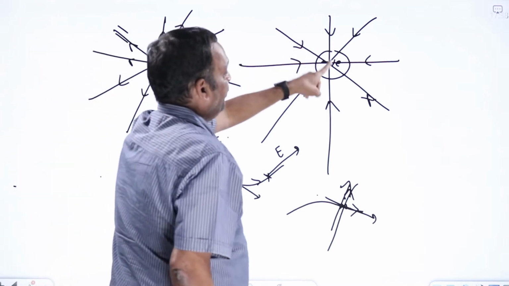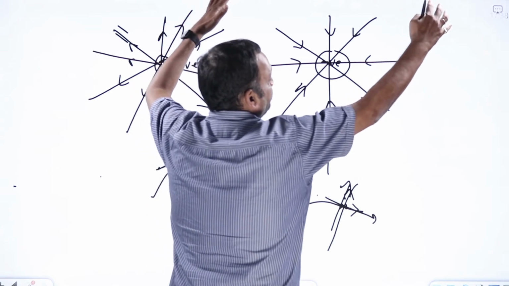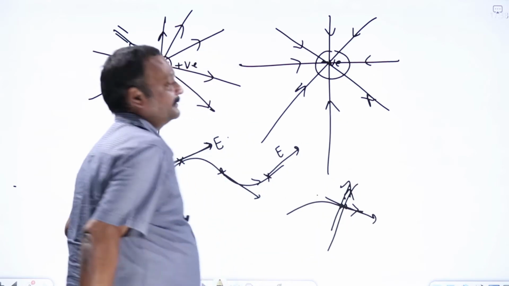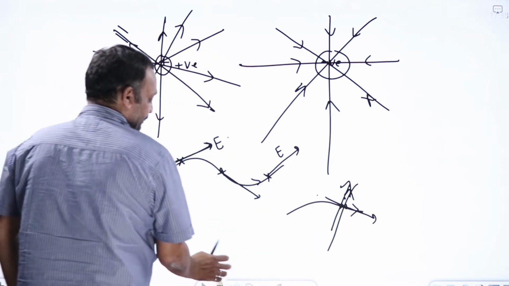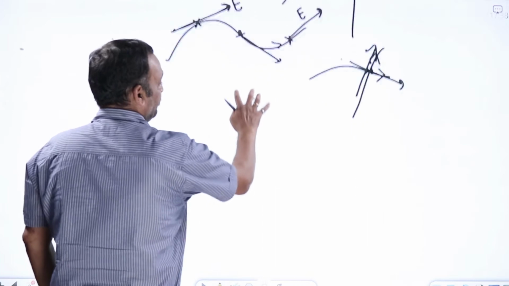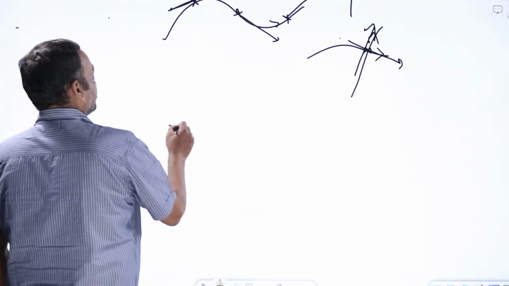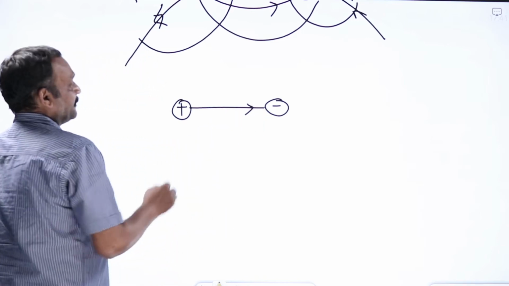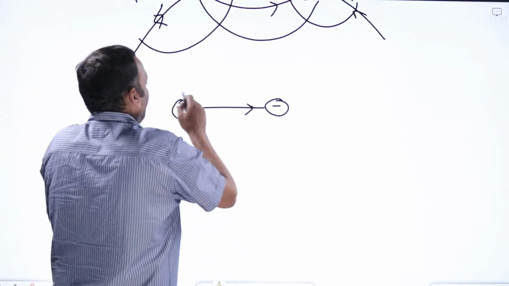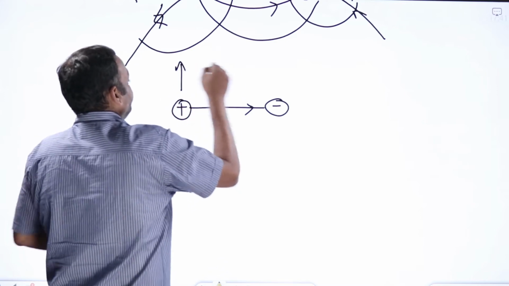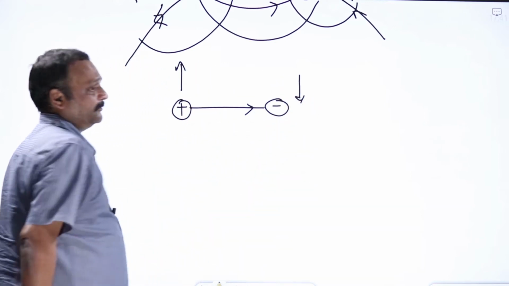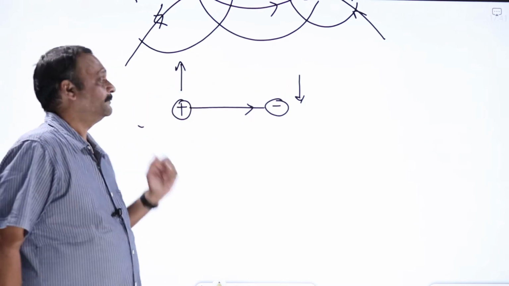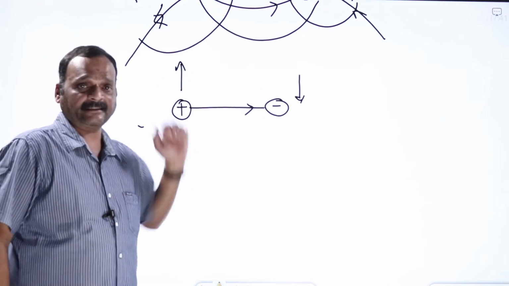Similarly, if a single negative charge is there, electric lines of force will appear to come from infinity to that charge, radially inward like this. If we have one positive and one negative charge, electrostatic lines of force will always start from the positive charge and end on the negative charge. Means electric field lines always flow from higher potential to lower potential, or from positive charge to negative charge, we say.